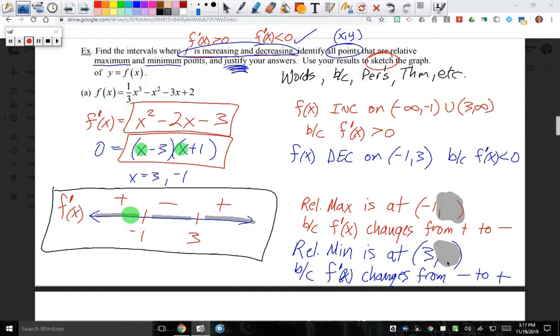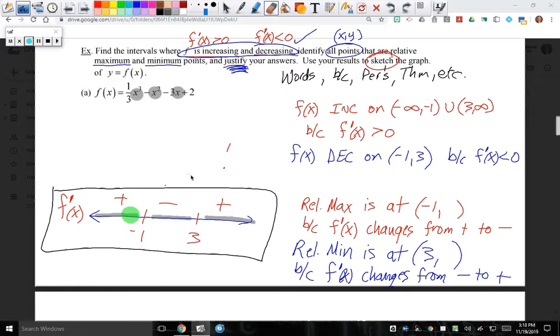Plug it into the original equation because we're talking about f of x. Okay? So if I plug in negative 1 over here into the original equation, you with me? For the sake of fractional practice, we're going to quickly do this with synthetic division. Now I'm going to erase this even though it was important work, but now I'm going to move on to the synthetic substitution.